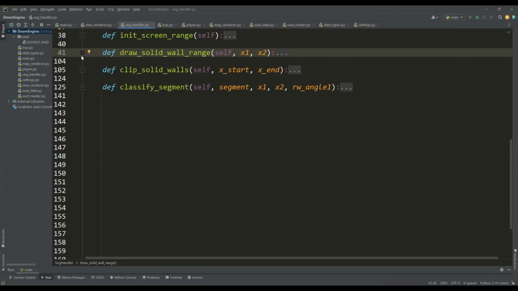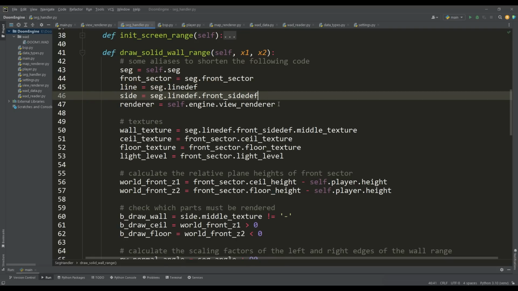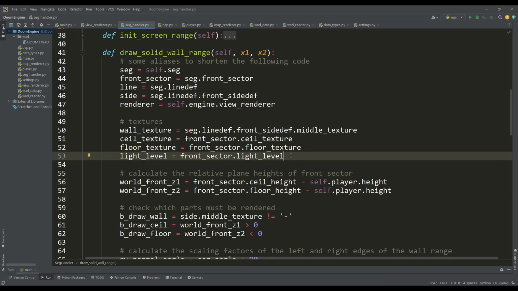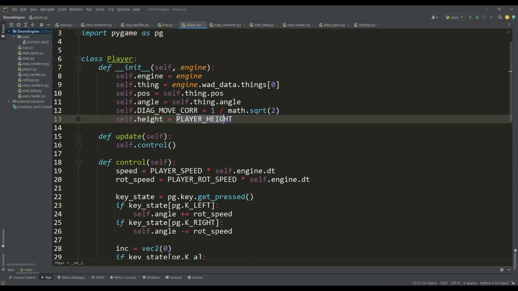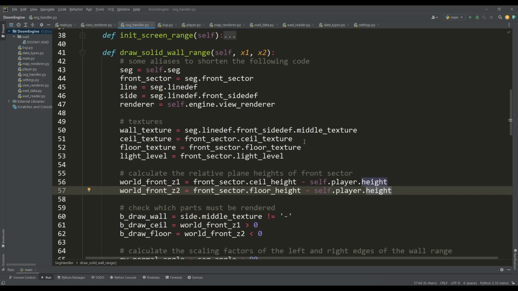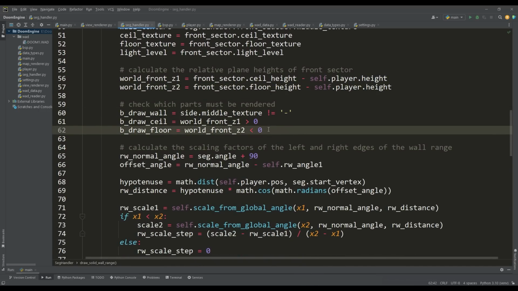We will perform these calculations in the method of rendering solid walls. So, here, for ease of work, we will make some abbreviations for the names of variables. Here we need to get access to the textures of the wall, ceiling and floor, as well as to the value of the sector lighting level. Next, we calculate the relative heights of the floor and ceiling, taking into account the height of the player. And the height of the player is set in the settings file, and this value is an attribute of the player's class. And then, appropriate Boolean flags are defined to draw the wall, ceiling, and floor.